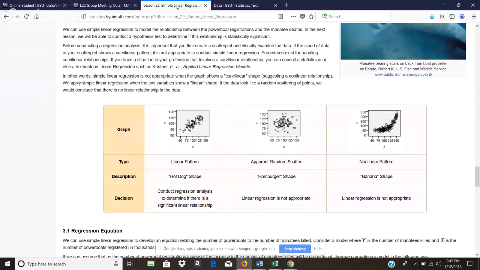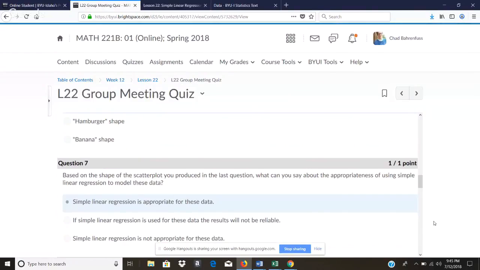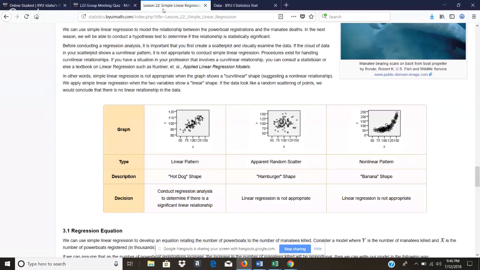So I went back to the book and looked under decisions, and I noticed that under hamburger shape it says linear regression is not appropriate, and the same for the banana shape, but under hot dog it says conduct regression analysis, determine if there's a significant linear relationship. So I went up in here and I was like, well, they have simple linear regression is not appropriate for this data, which is not true because under hot dog shape it doesn't say anything about that. If simple linear regression is used for these data, the results will not be reliable. I don't think it says anything about that, so I chose the first one, and the first one was right. So simple linear regression is appropriate. I got that from reading down here on the decision.